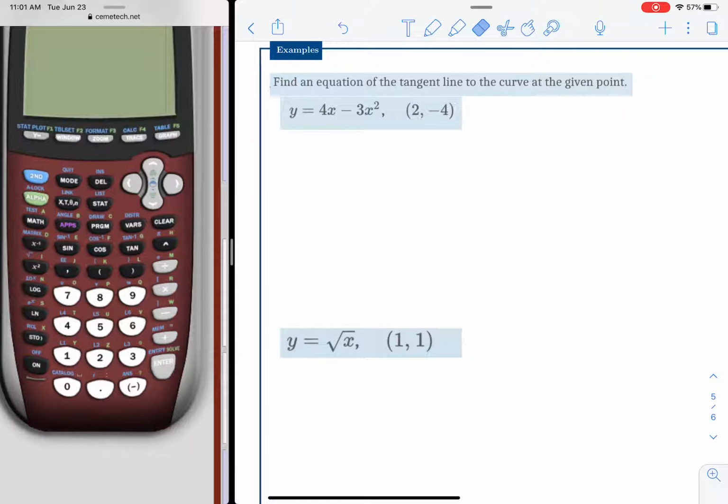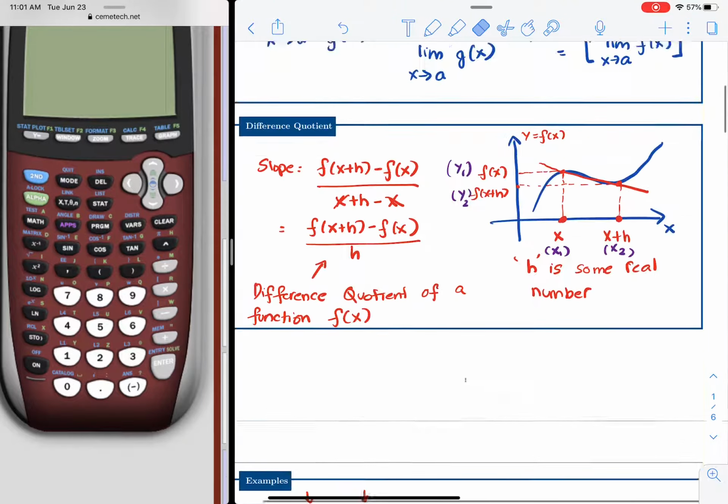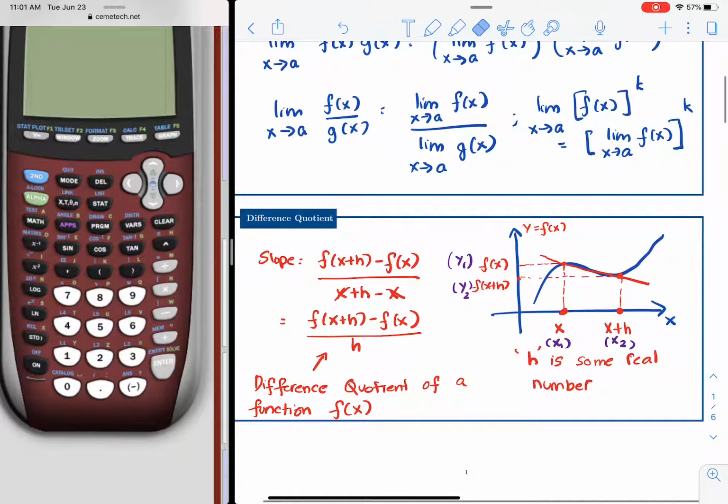So we can take that approach, but now that we have a difference quotient from earlier, the formula for the difference quotient is right here, and we're going to make use of the difference quotient to find the slope of the tangent line. So how does this work?